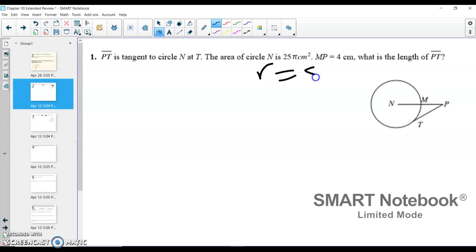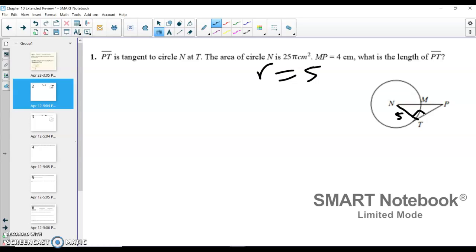So I know my radius is 5, I still know that that distance is 4, and then the next thing I'm going to do, and I'm going to try to draw it as straight as I can, is connect N to T with a radius. Now that's going to do a couple things for me. One, I can label that distance as 5 because I know my radius is 5. And I also know that when I connect a radius to a tangent line at its point of tangency, it forms a 90-degree angle. That's a big one, okay?